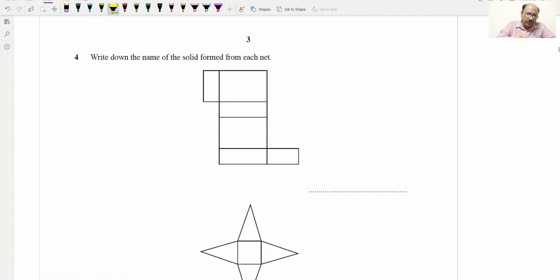Now question number 4. Write down the name of the solid formed from each net. So this net is basically, if we check, this is the base and this is the top. So we can write top over here, and this will be a side, and this one will be a side, and this will be a side, and this one also will be a side. So it will be basically a cuboid. So we can write it as cuboid.